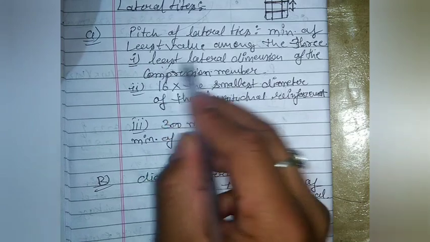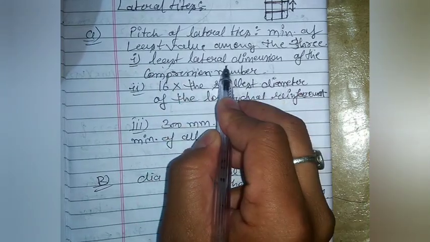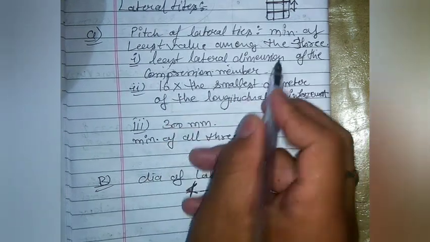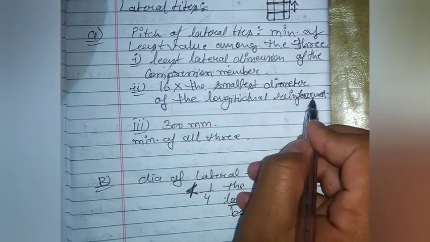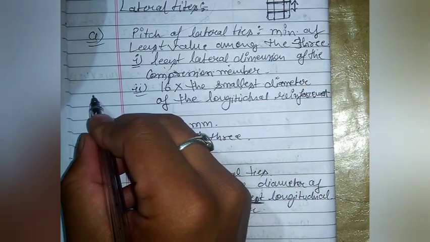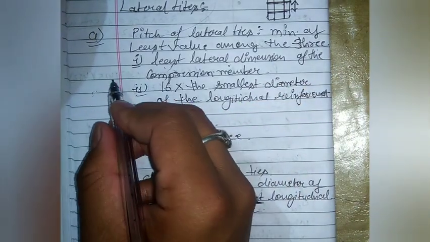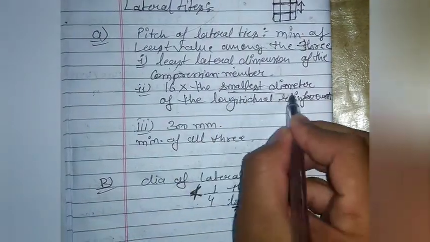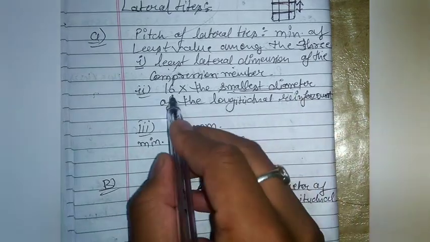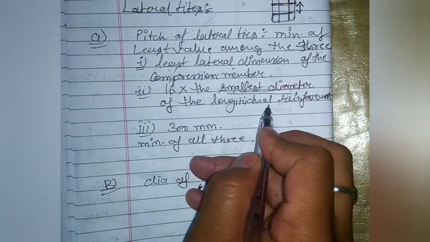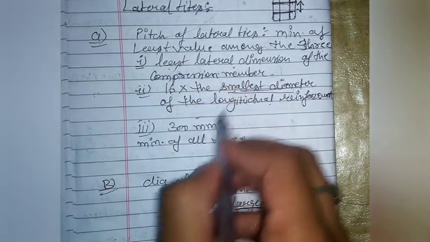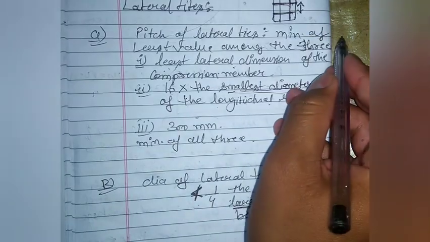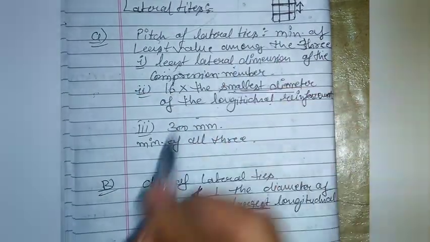What are the three values? The least lateral dimension of the compression member, and 16 times the smallest diameter of the longitudinal reinforcement bar. Suppose you are using 2 bars, one a 12 dia and the other a 14 dia. We are going to take the smallest diameter of the bar. So 16 times the smallest diameter of the longitudinal reinforcement, and 300 mm. We need to take the least of these three values, and the minimum value will be the pitch of the ties.